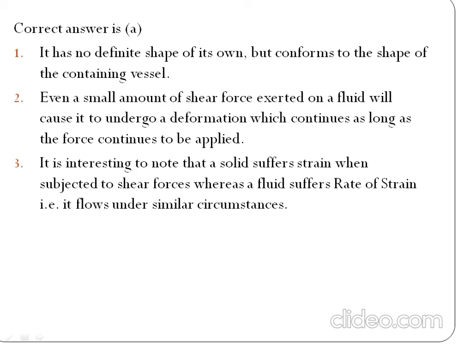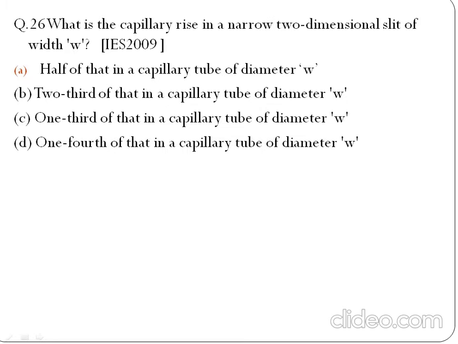Question number 26. What is the capillary rise in a narrow two-dimensional slit of width W? Option A, half of that in the capillary tube of diameter W, two-thirds of that in capillary tube of diameter W, one-third of that in the capillary tube of diameter W, one-fourth of that in a capillary tube of diameter W. So correct option is A, half of that in capillary tube of diameter W.